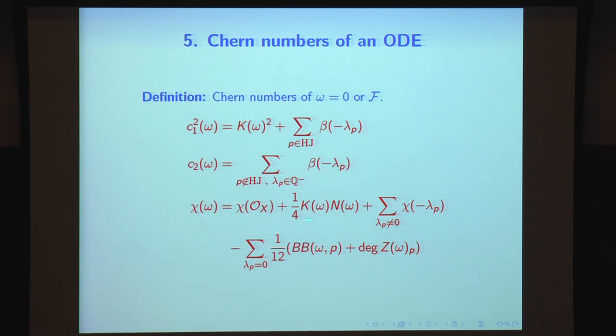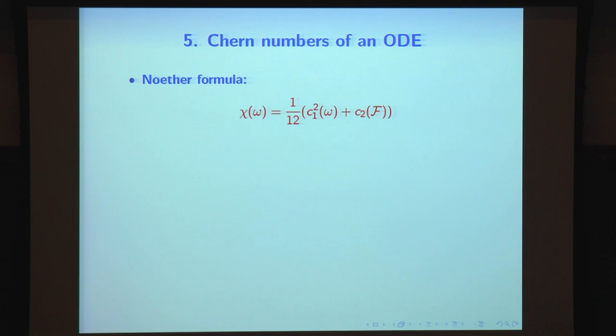So we use this formula to define chi-F. Actually, we only need these two because we have Noether's equality. So this one is more complicated. We only need this one. Okay.